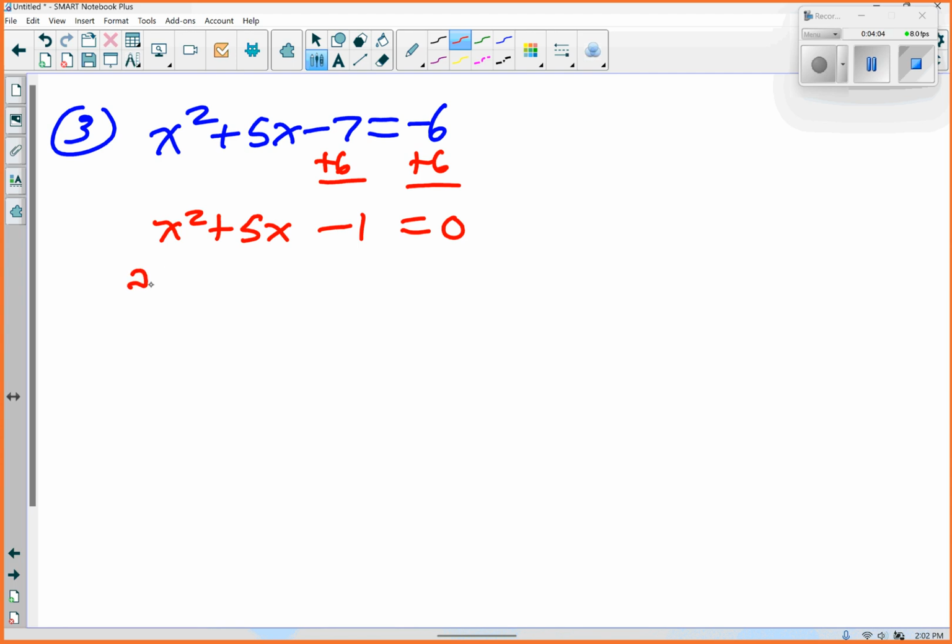No. So A equals, B equals, C equals, what's A? 1. B? C?